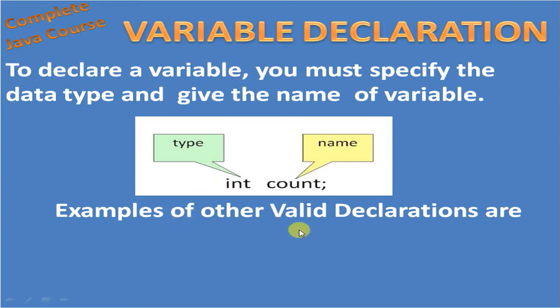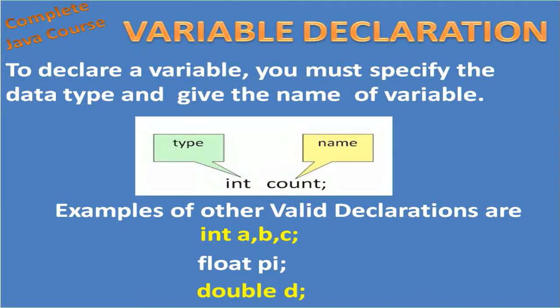Examples of other valid declarations are int abc, float pi, and double d. These are valid declarations. Here int is the data type and abc is the variable name. Float is the data type and pi is the variable name. Double is the data type and d is the variable name.